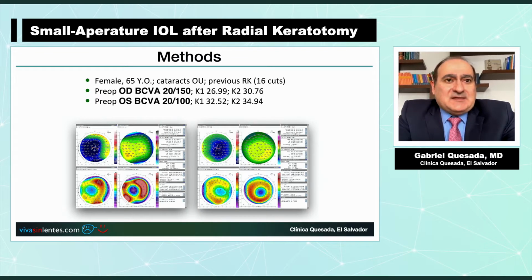This is one of the cases I want to show you. This is a female patient with cataract and previous radial keratotomy, 16 cuts per eye. As you can see, the keratometry measurements are really low: 26.9 and 30.76 on the right eye, and 32.52 and 34.94 on her left eye.